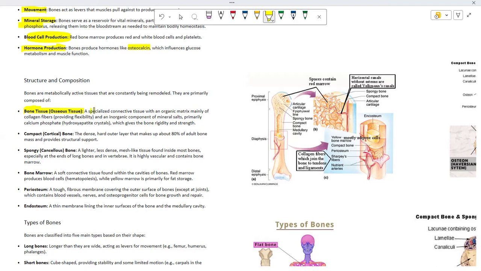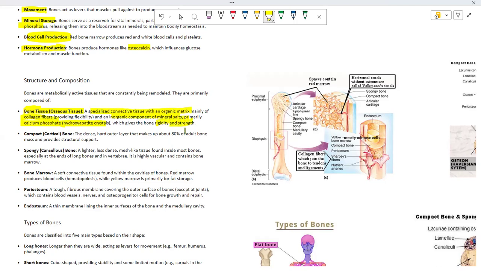So it's a specialized connective tissue with an organic matrix, and that organic matrix mainly consists of what? Collagen fibers. The collagen fibers make it flexible. It gives it some flexibility. And then the inorganic component of mineral salt is mainly calcium phosphate, and specifically hydroxyapatite crystals. That's the name of that calcium phosphate. So the calcium is what gives the rigidity and strength.